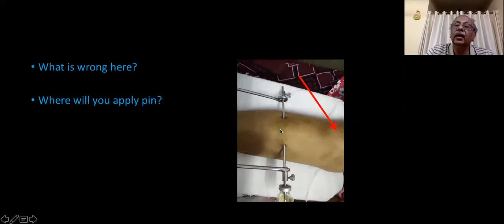So what is wrong here? This is the knee. You can see that the pulley pin is attached at a much lower level. Then they will ask you what is the landmark. It is half an inch below and lateral to the tibial tuberosity. The tibial tuberosity is somewhere here. It is usually put half an inch, that is 1.25 centimeters, below and lateral to the tibial tuberosity. And the pin is applied from the lateral to the medial side.